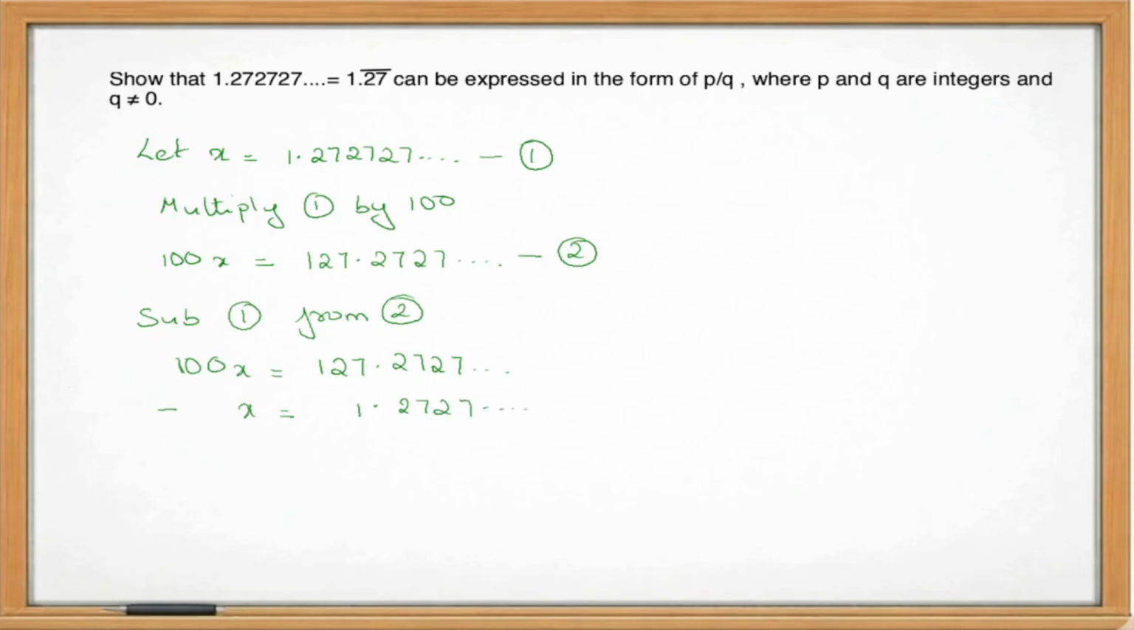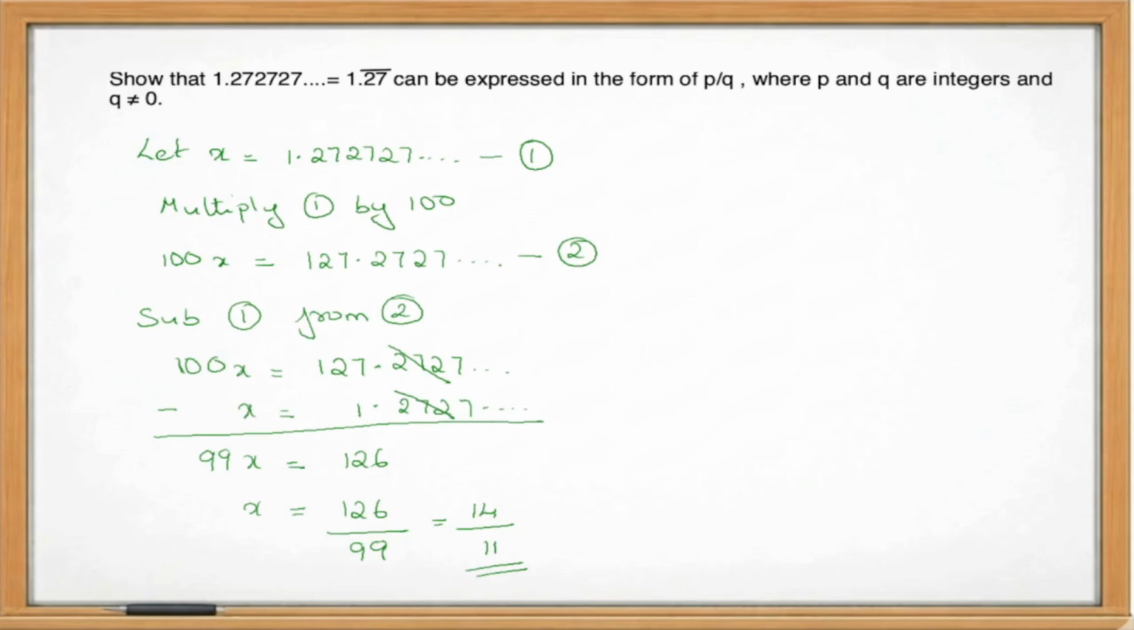1.2727... So make sure when you're writing this, put the decimal part exactly down this part, so it will be easy for you to cancel like this. Then we can write 99x is equal to 126. x equal to 126 divided by 99. After cancellation, you will get 14 by 11. So the answer we are getting is x is equal to 14 by 11.